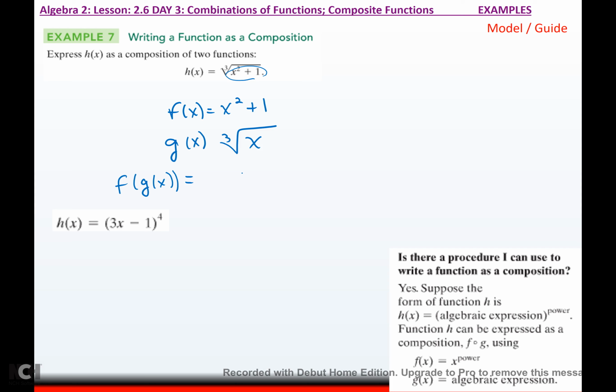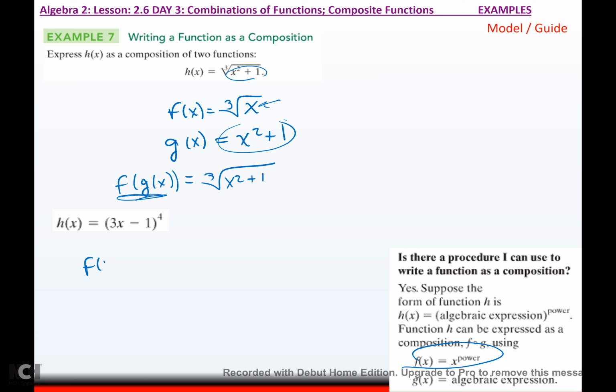backwards. The f of x is, I'm backwards. The f of x is the power. So f of x is going to be the cube root of x. And the g is what you replace the x with, which is x squared plus 1. Sorry. And that's why you guys should always check. Okay, so this says plug this into the f function, which would be the cube root of x squared plus 1. So I'm right.